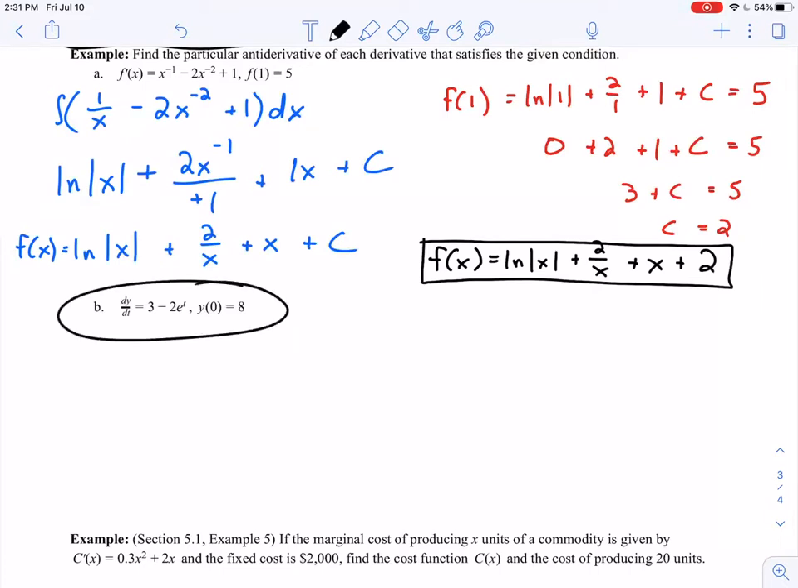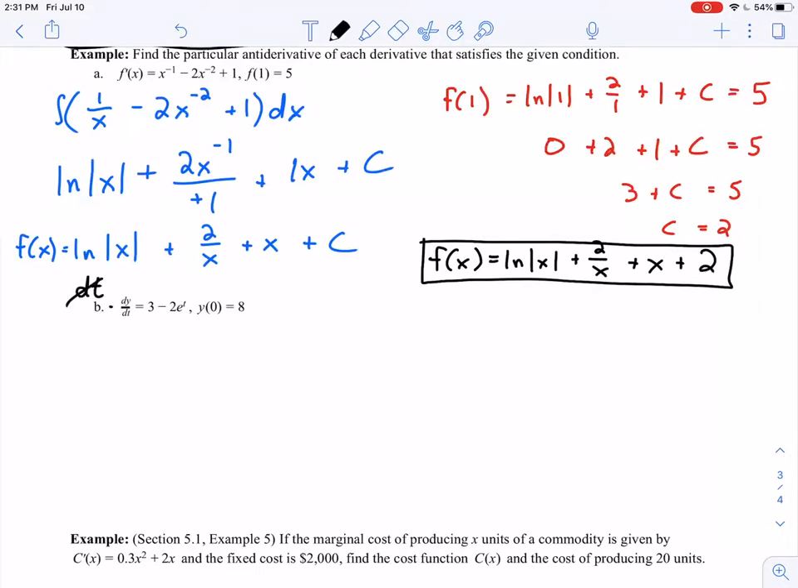Here in this case, we've got another example. We're using a slightly different notation this time. We have dy over dt equals 3 minus 2e to the t, and we're told that y of 0 is equal to 8. So here in this case, this one's a little bit tricky. You can sort of think about this as multiplying both sides by dt. That's not really what we're doing.